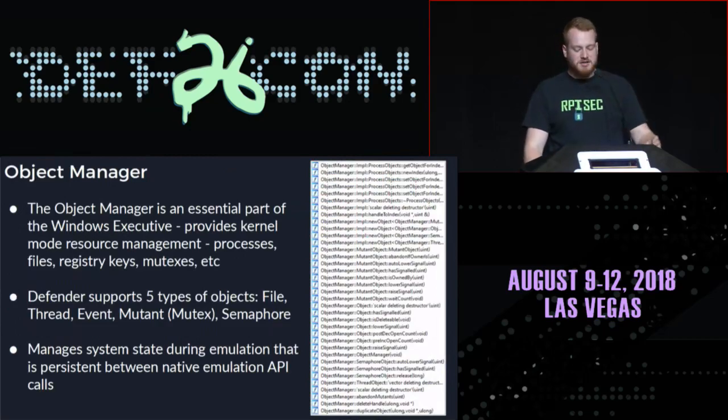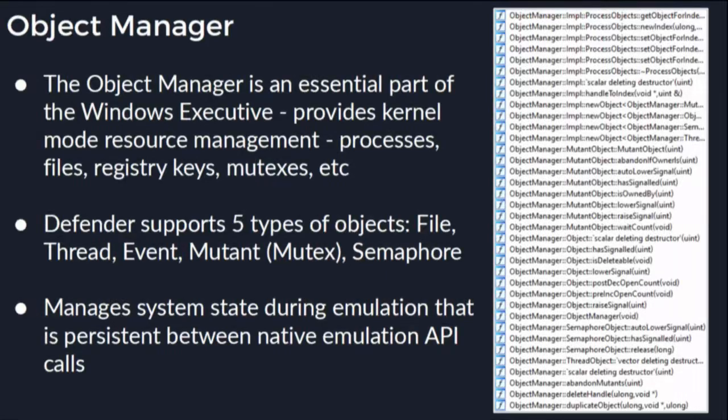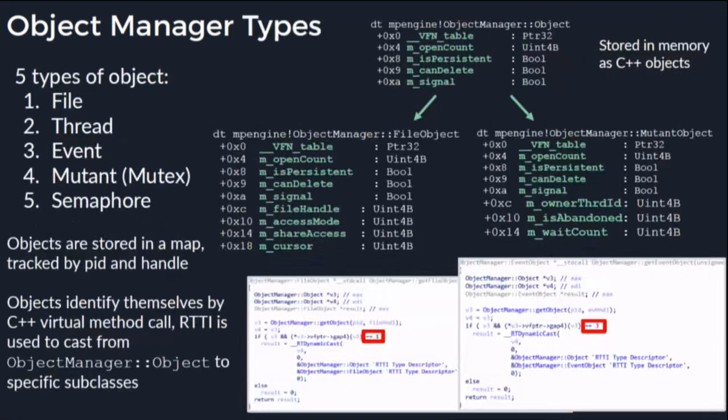First off, we're going to talk about the object manager. This is an essential part of the Windows executive that provides management for handles. So anytime you are opening a file, a socket, and so forth, it's going to go through the object manager. And Defender supports five types of objects with its object manager. These are file, thread, event, mutant, which is the singular of mutex, and semaphore.